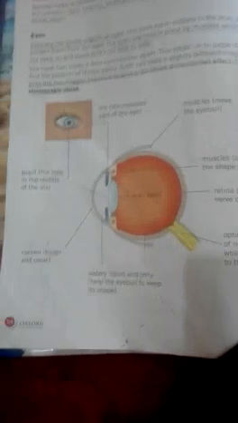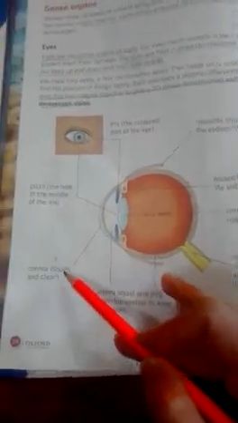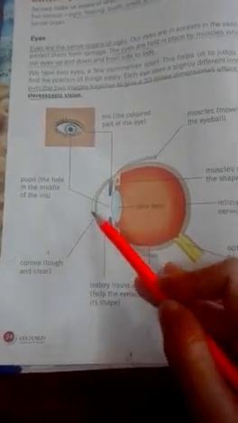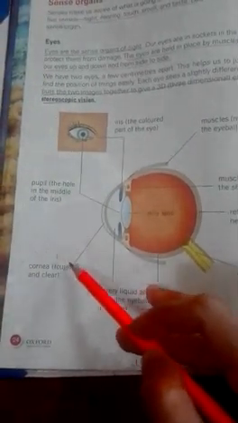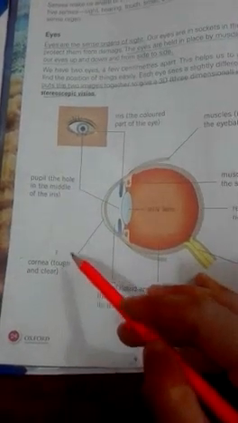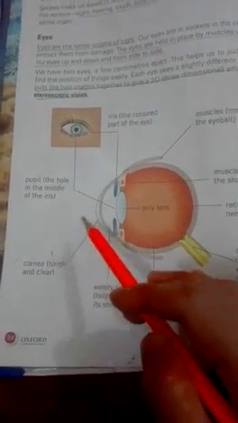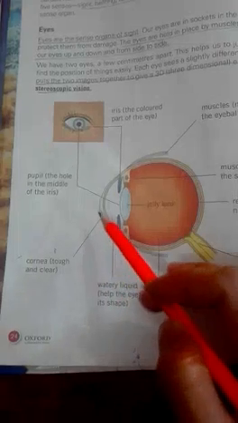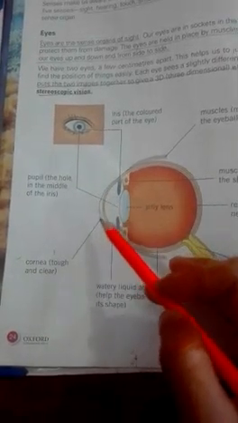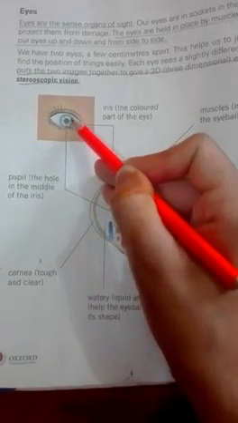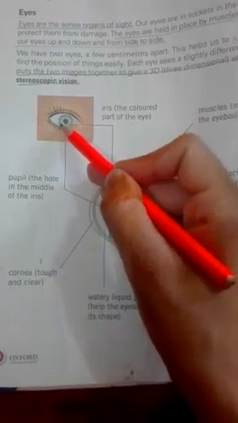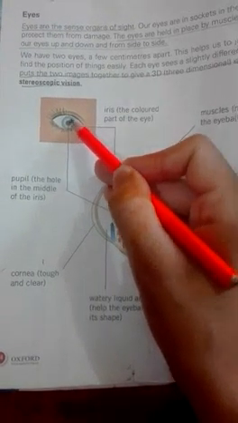So these are the different parts of the eye. Start from this white portion, which is known as the cornea. It is tough and clear. The cornea is the outermost layer and is whitish in color. Look at this picture. This whitish part of the eye is known as the cornea.